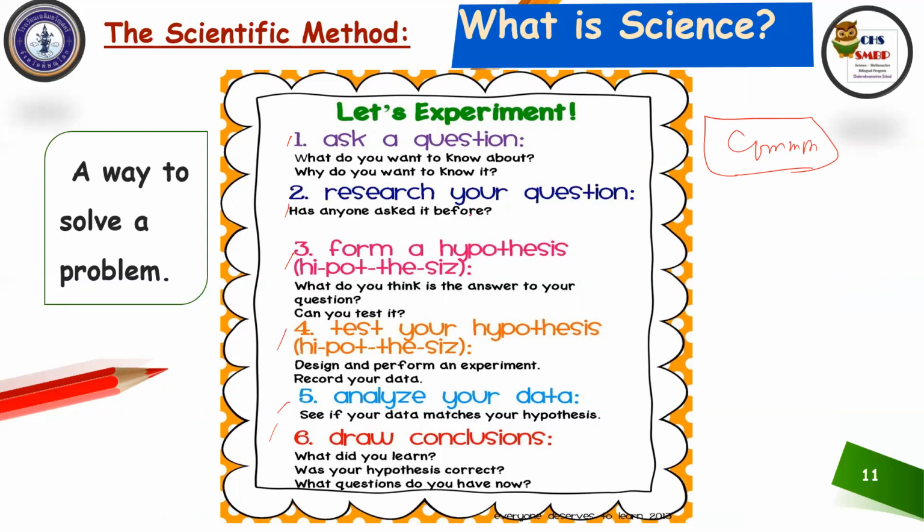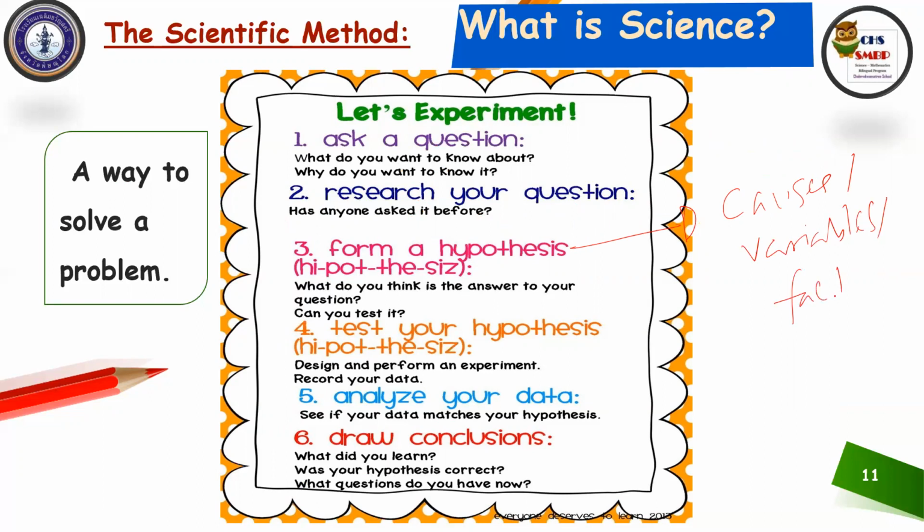And then you can research your question, like, has anyone asked it before? Has anyone done this kind of research before? And how do you know that? You have to read books, journals, and articles. So you have to read to research your questions. And based on your questions, you will have some causes or variables. Causes or variables. And we say the facts, or you can say reasons.